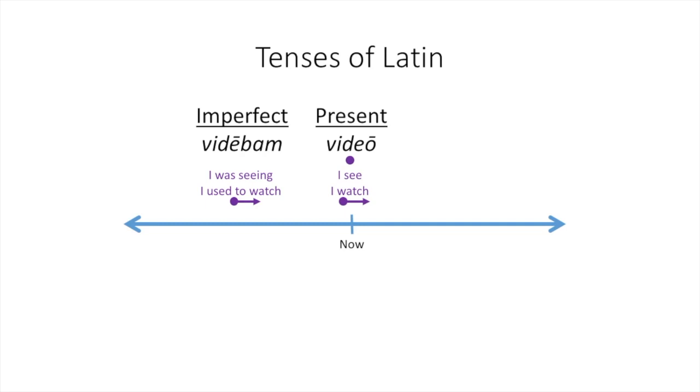Okay, let's move on to our imperfect tense. So the imperfect tense is your past tense, the continuous version of it. I was seeing the game, I used to watch the movies. And this is different from your perfect tense. I saw the game once, I have seen a movie once. It's over, it's done. So how do we form our imperfect tense, our continuous action?